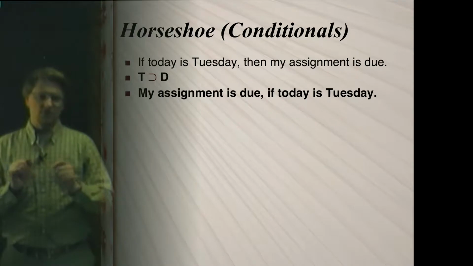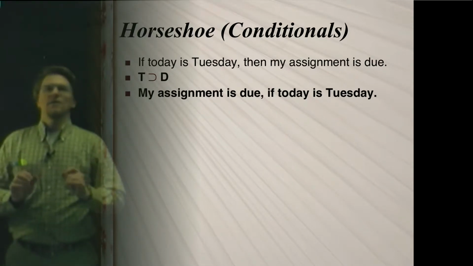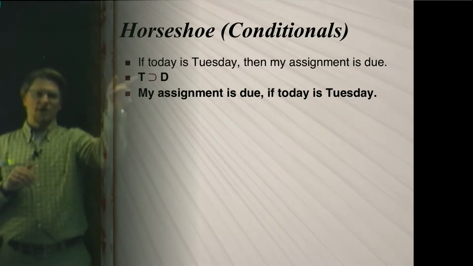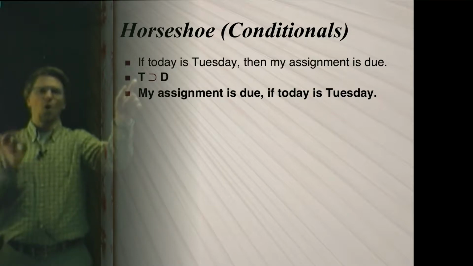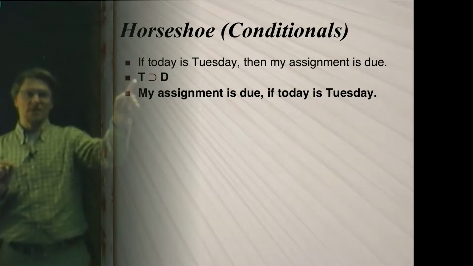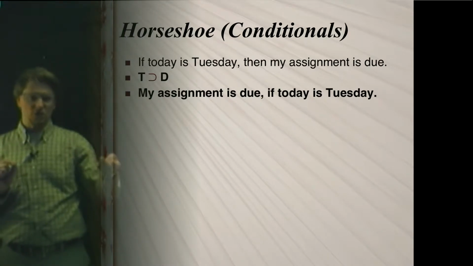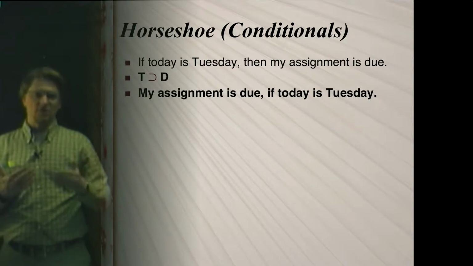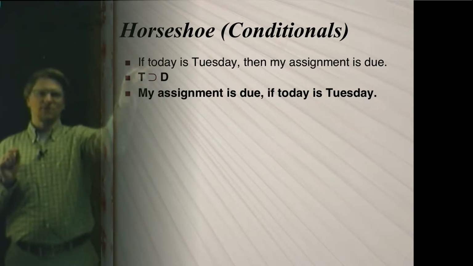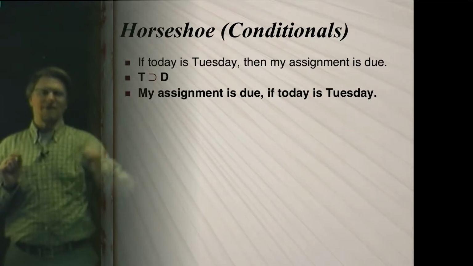Now the key here, and it's very important because this trips people up all the time, is to understand that what comes to the left-hand side of that horseshoe, right? So right here, this T, what comes right there is always, always going to be the antecedent of the conditional statement we're translating. So in other words, that T here represents today is Tuesday. And so this second statement here, my assignment is due if today is Tuesday, gets translated exactly the same way as the original does. T horseshoe D.